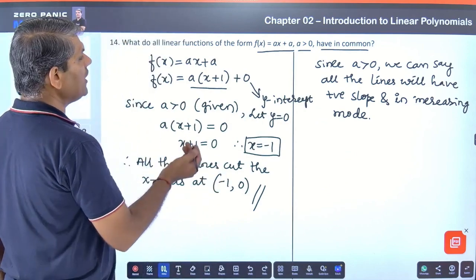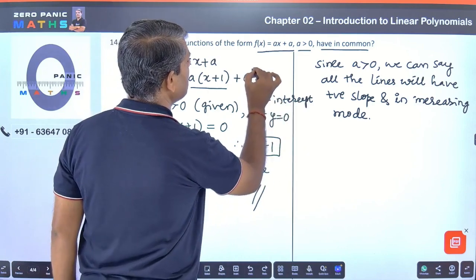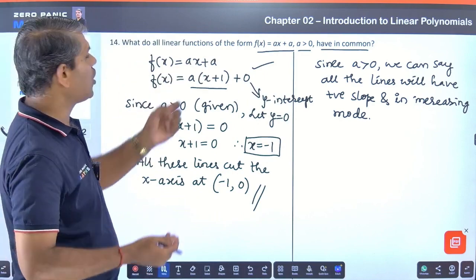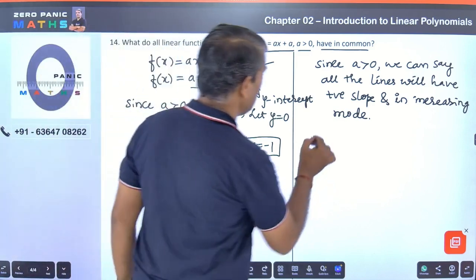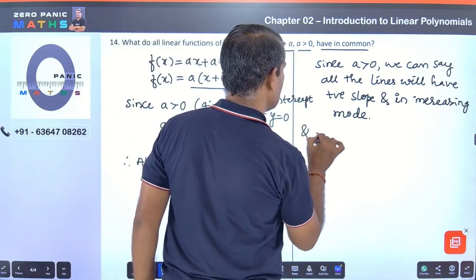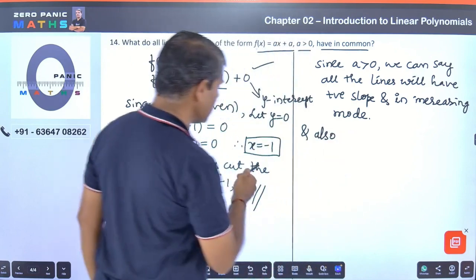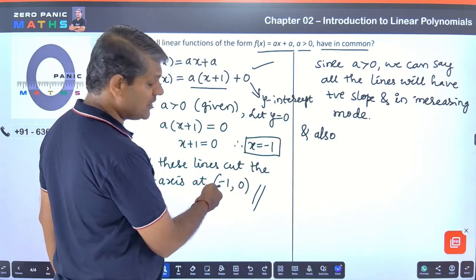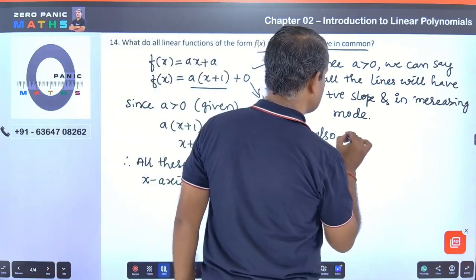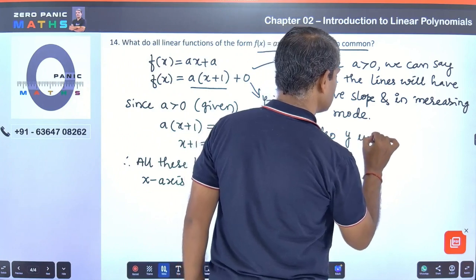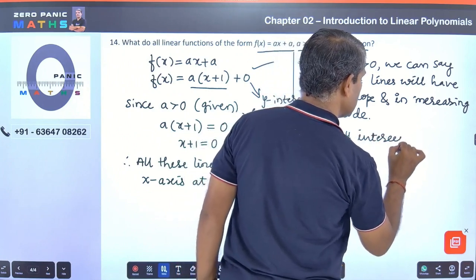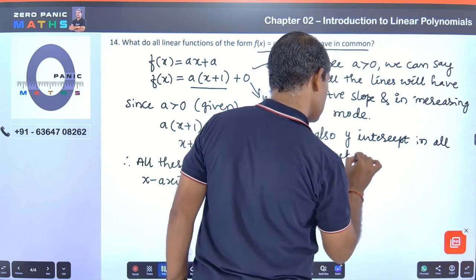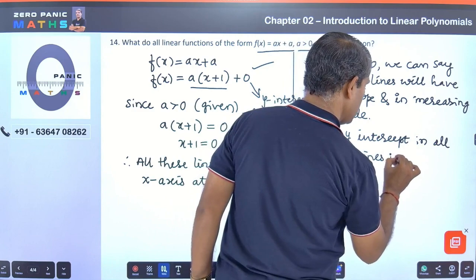Now what is the other common point? The y-intercept in all such lines is 0, because there is no y-intercept given. There is a common slope that is given here. Also, the y-intercept is 0 because it always cuts the x-axis at minus 1. So I can say the y-intercept in all such lines is 0.